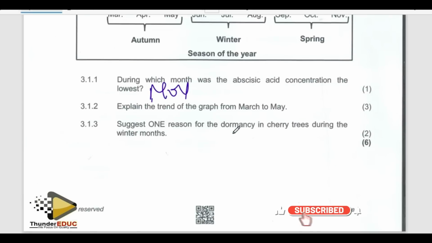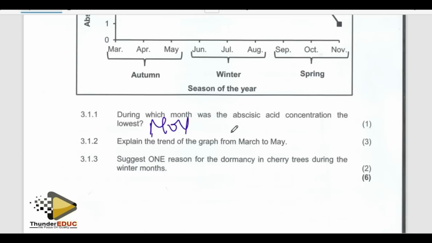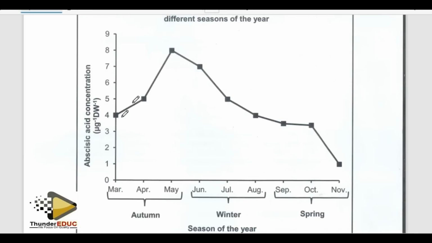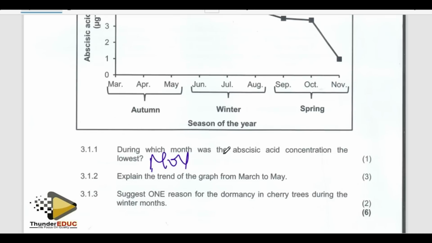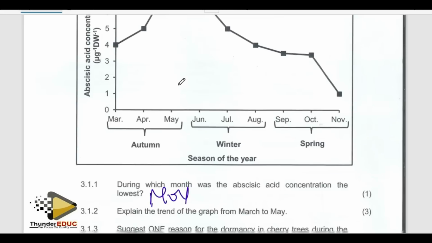Explain the trend of the graph from March to May. They are saying explain, not describe. Why? From March to May. When they say explain, you have to give a reason. Yes. From March to May, there is an increase in the concentration of abscisic acid.